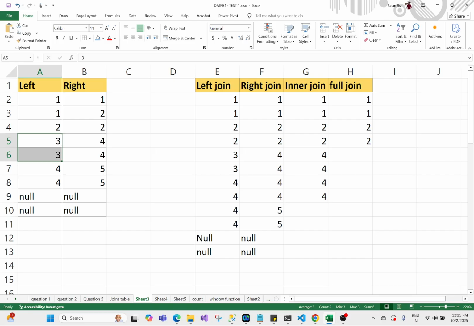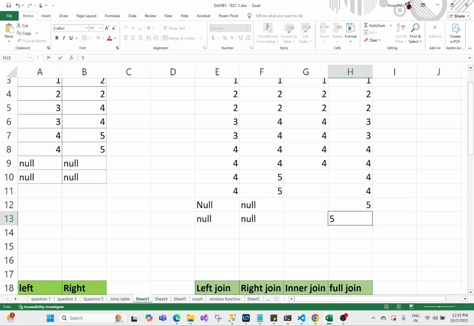There is 3 in the left table but not in the right table. But what is the definition? All the common records plus all the records of the left table and all the records of the right table. So 3 will come 2 times, because in this table 3 is 2 times. What about 4? 4 will come 4 times, because in the left table 4 is present 2 times and in the right table 4 is 2 times. What about 5? 5 is present in the right table but not in the left table. So all the matching records plus all the records from the right table and all the records from the left table. So 5 will come 2 times.